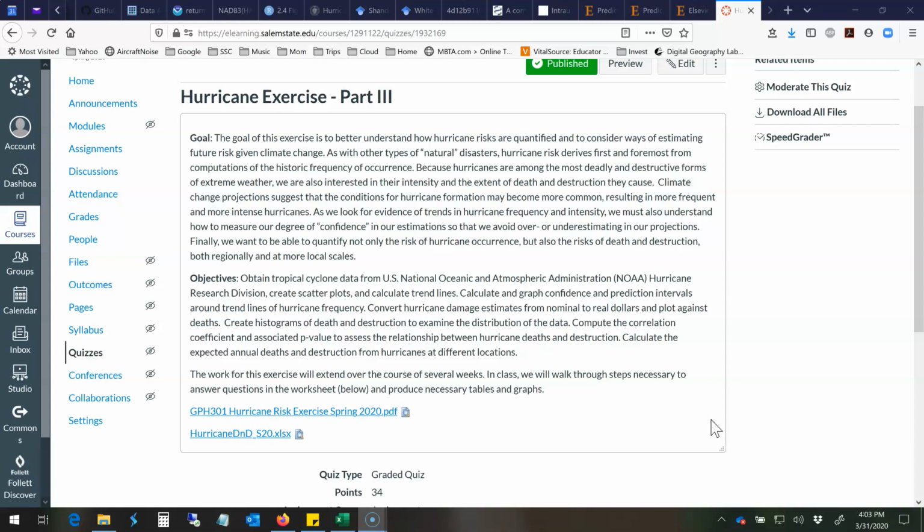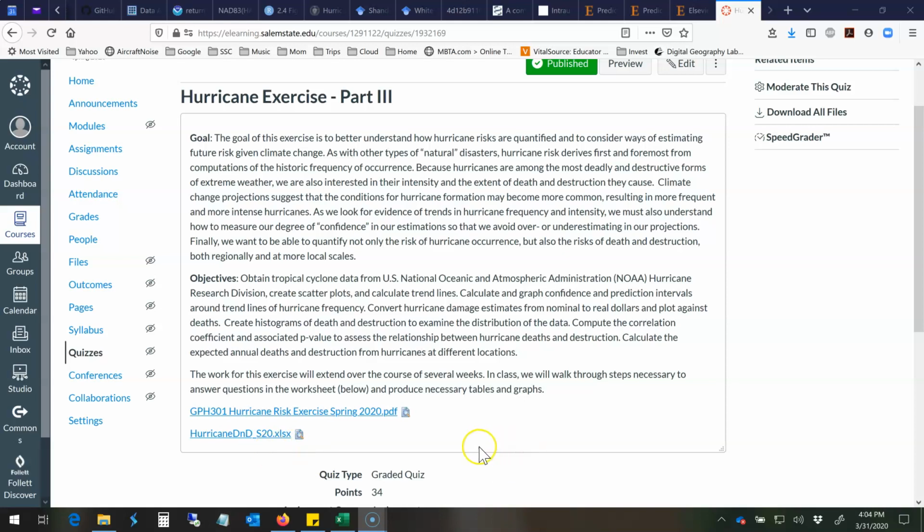From this point forward, we'll be working with a separate workbook to look at specifically damages and deaths from hurricanes and understanding how we can characterize those events. So looking in Canvas in Hurricane Exercise Part 3, you'll see the link to both the PDF document that describes the exercise as well as the workbook, which in this case is called Hurricane D&D, and then S20 for Spring 20.